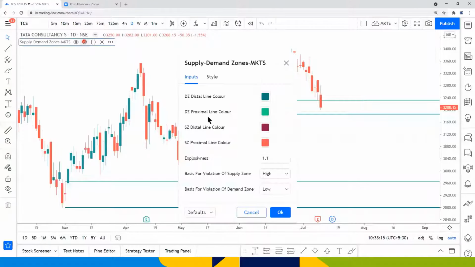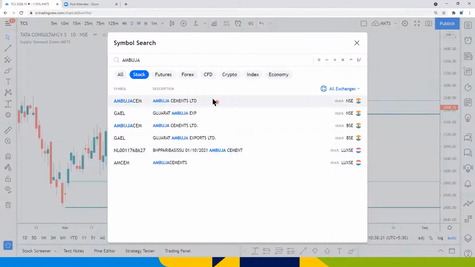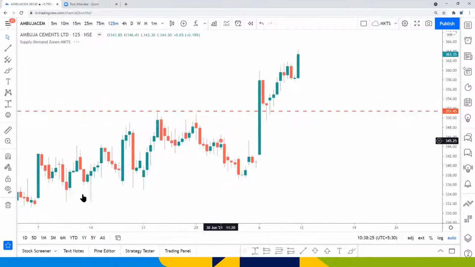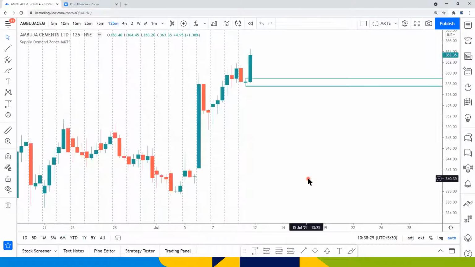Settings for swing is 1.1. Ambuja Cements, 125 minute. Okay, so it has plotted this zone. So structurally, as per pattern, do we have a zone here? What formation is this? It looks like a drop, base and rally.